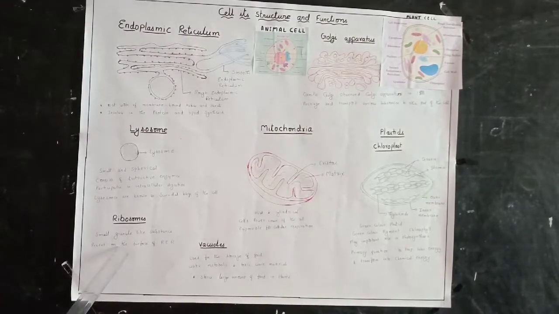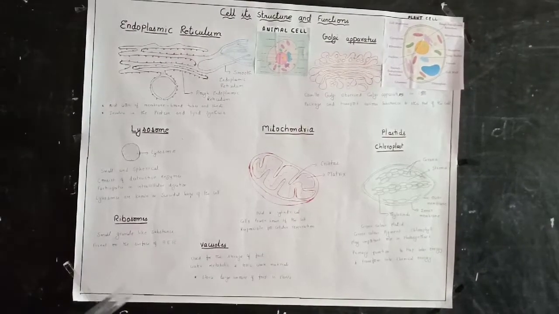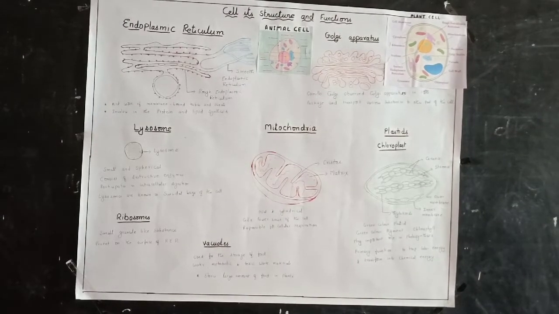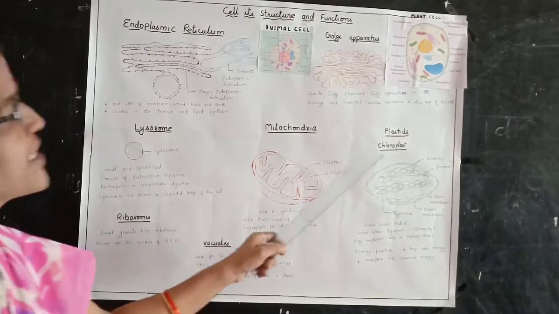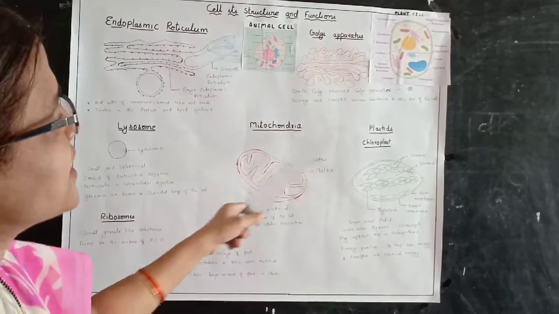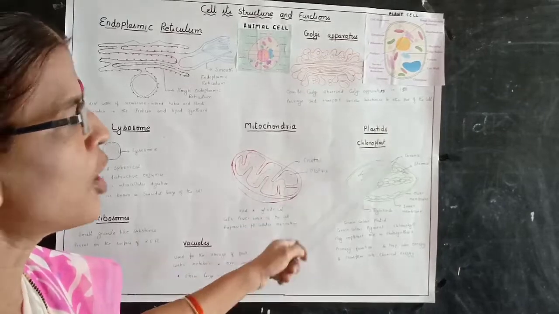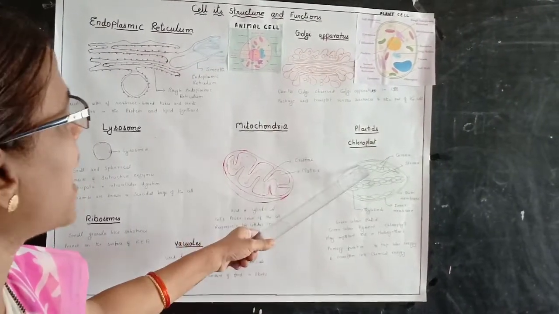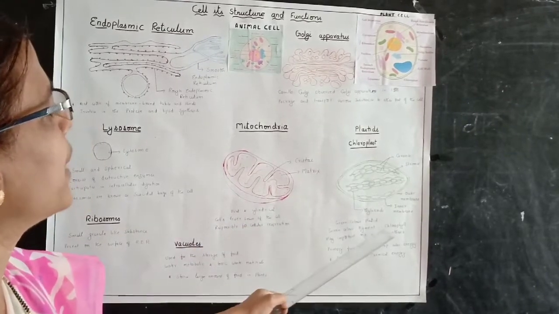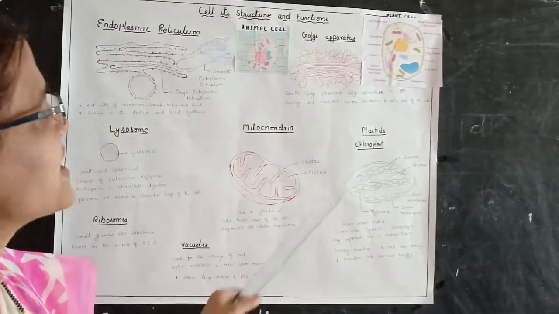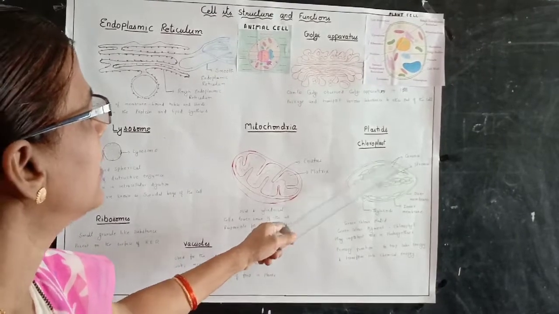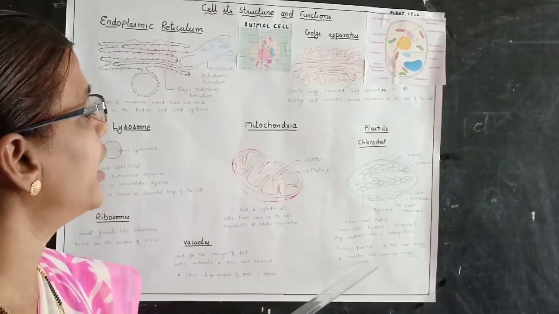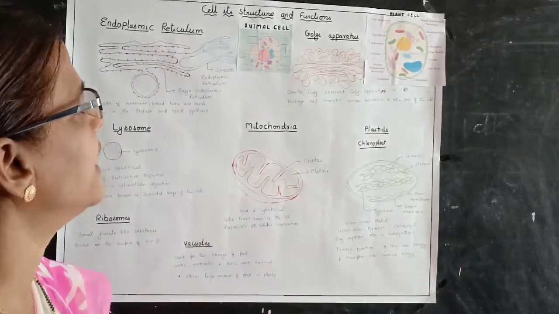Next, ribosomes. They are small granular substances present on the surface of the rough endoplasmic reticulum. Next, plastids. Plastids are of three types: chloroplast, chromoplast and leucoplast. Chloroplasts are green-colored plastids. They contain the green pigment called chlorophyll. It plays an important role in photosynthesis. Its primary function is to trap solar energy and transform it into chemical energy.